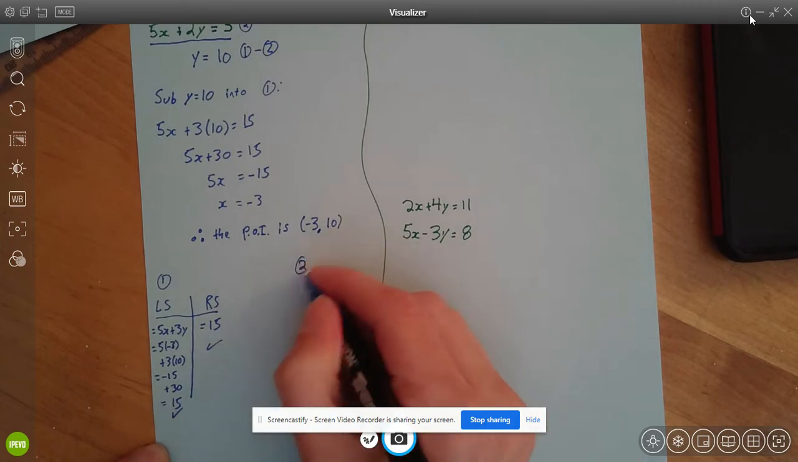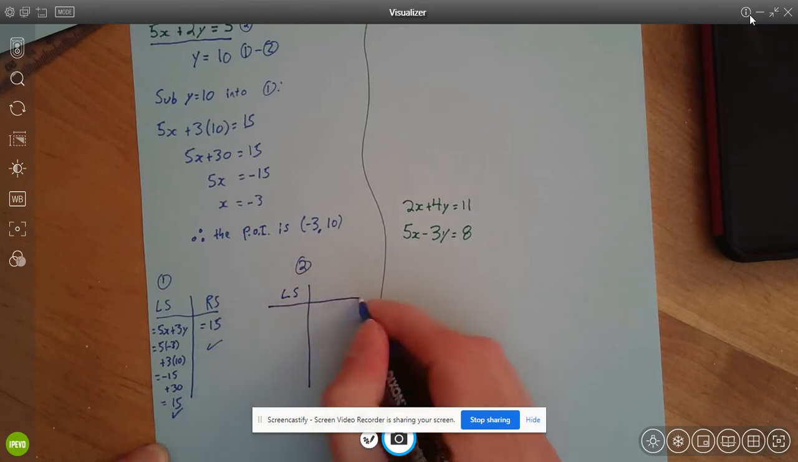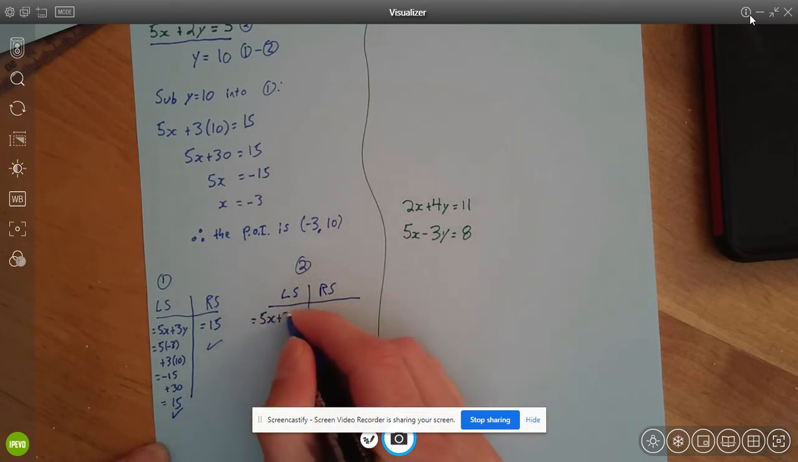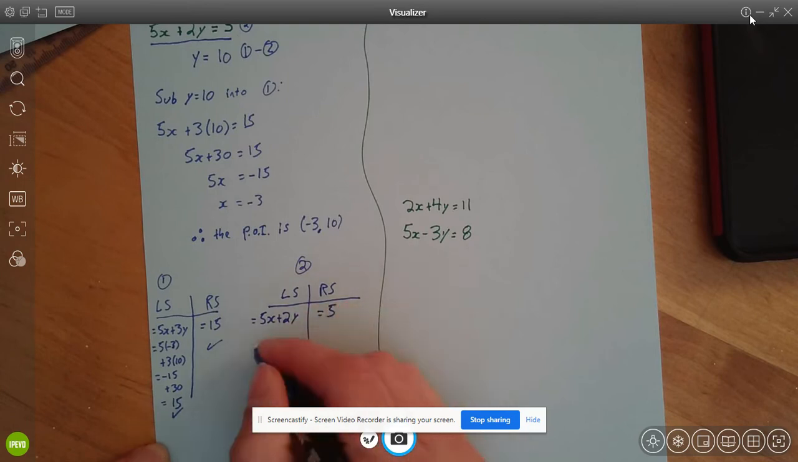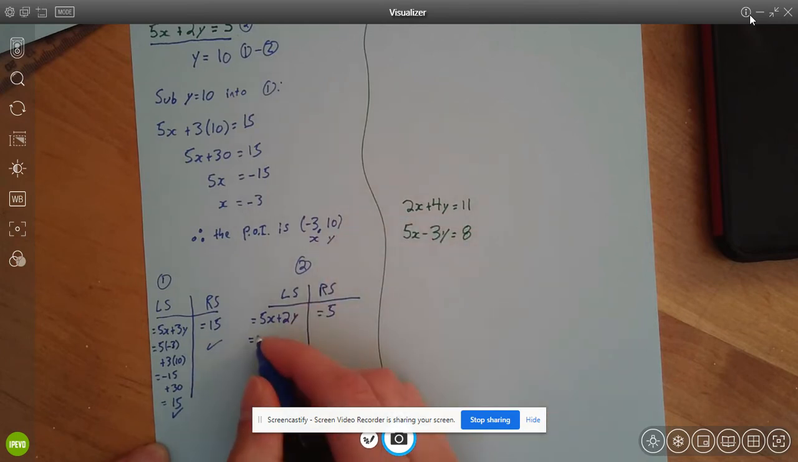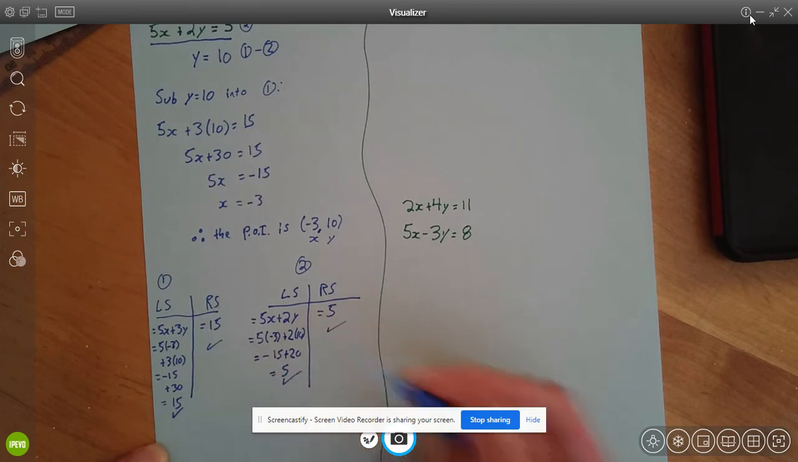That's good. But remember, for it to be the POI, it needs to be on both lines. So why don't we check equation 2. The left side was 5x plus 2y, and the right side was positive 5. So again, I'm going to sub in x and y into the expression. So 5 times negative 3 plus 2 times 10. So I have negative 15 plus 20. Sure enough, that's positive 5. So I've now verified that this point exists on both lines, so I did find the solution correctly.